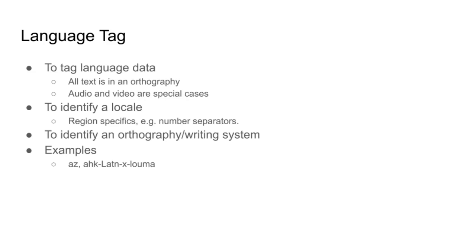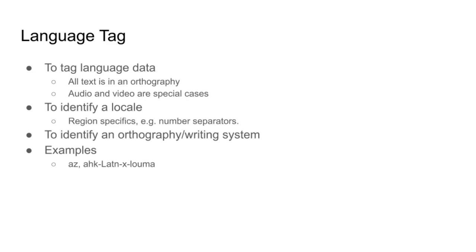Now, all text is in an orthography. So in effect, a language tag is telling you what orthography the text is in. Now, audio and video are special cases, and they're sort of grandfathered in or shoehorned in a special way. But basically, all text is in an orthography, and therefore a language tag is actually an orthography tag. And further, they use language tags to identify locales. That's region-specific information, number separators, all that kind of stuff.